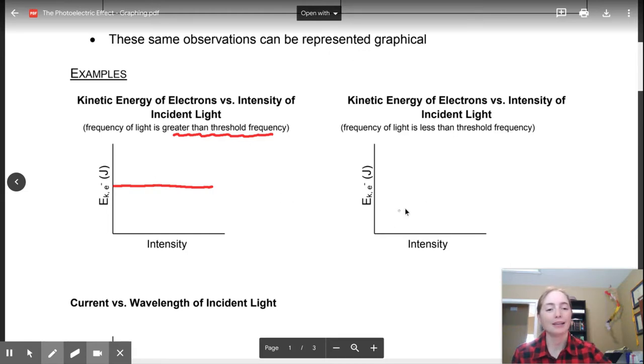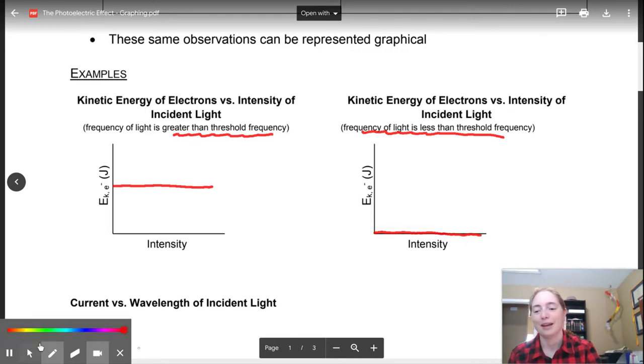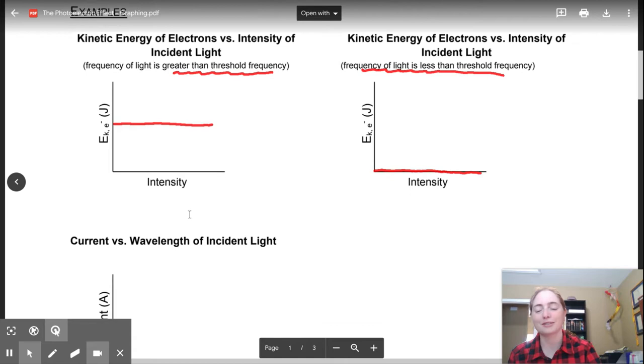Now for this one, if you're going to have frequency being less than the threshold, well, we're going to have no energy because the particles are not going to be removed at all. So you can make the light as bright as you want, but if that wavelength or frequency is not above the threshold, then nothing's going to happen. Okay. All right, so we're going to scroll down here.